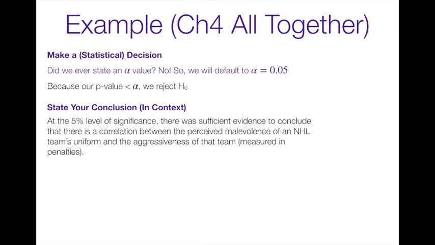We need to translate it back in context. So at the 5% level of significance, there was sufficient evidence to conclude that there is a correlation between the perceived malevolence of an NHL team's uniform and the aggressiveness of that team measured in penalty minutes.